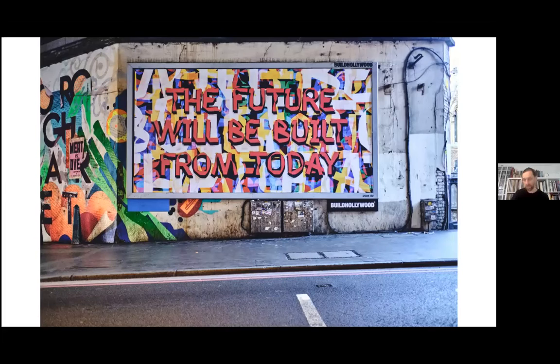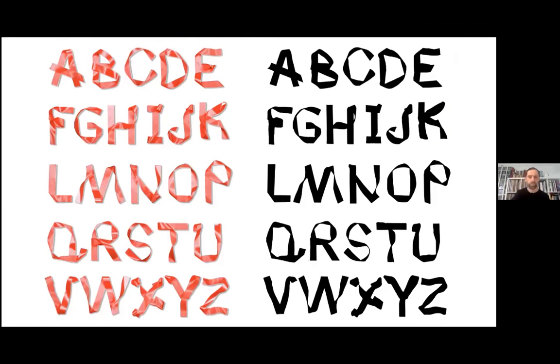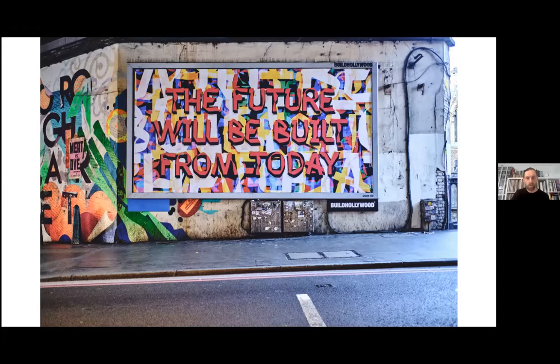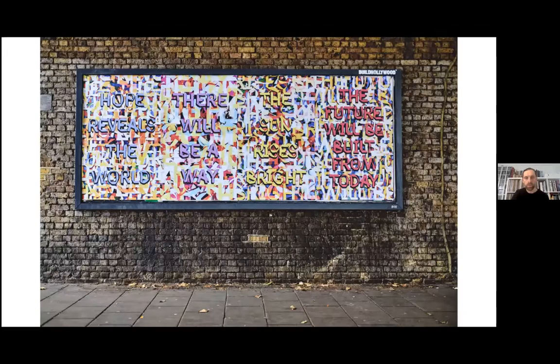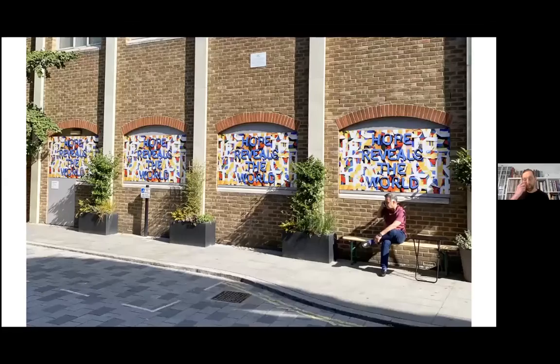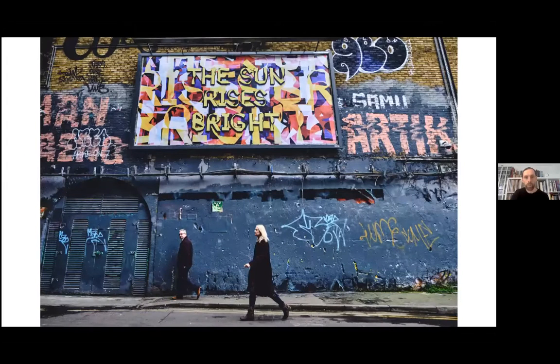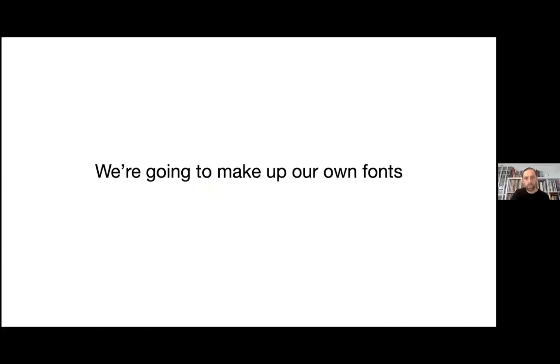The font I chose, which I think you have some printouts of, was just something I found. So here are some examples of this kind of font. What we're going to do today is recreate this process, and rather than doing it on the computer, we're going to do it using these streamers, this paper tape, to make our own font.